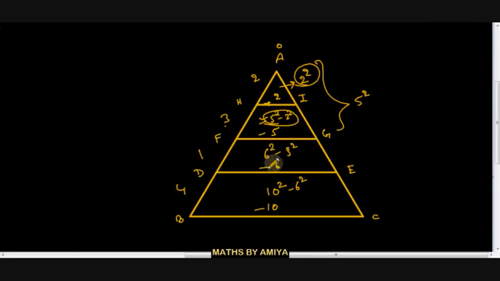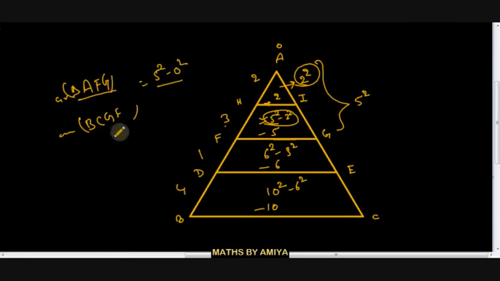Again I am repeating, I am not finding the area but the ratio. If we have to find the ratio of the same values, area of AFG upon quadrilateral area BCGF: triangle AFG should have base 5 and the top is 0. So this is nothing but 5 square minus 0 square. For BCGF, it is in between BC and GF. For the BC, that is 10 square minus 5 square.